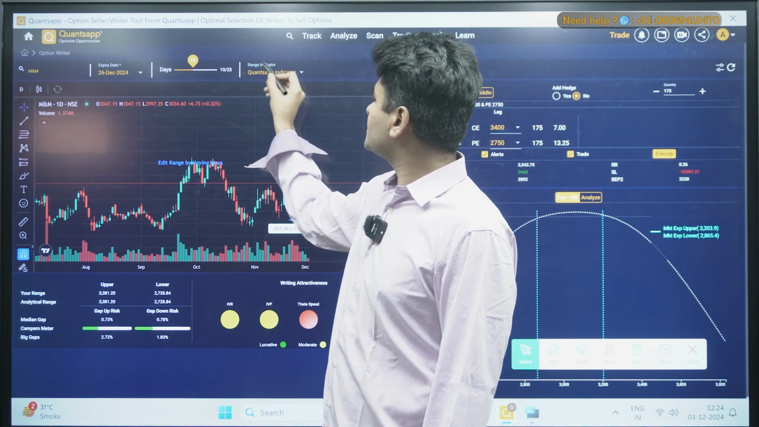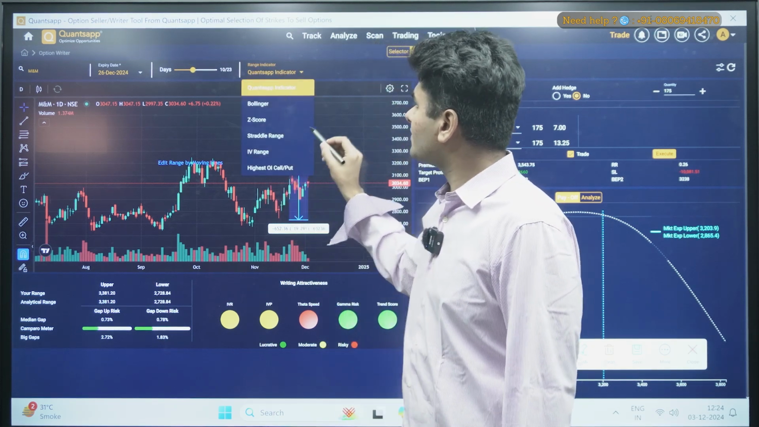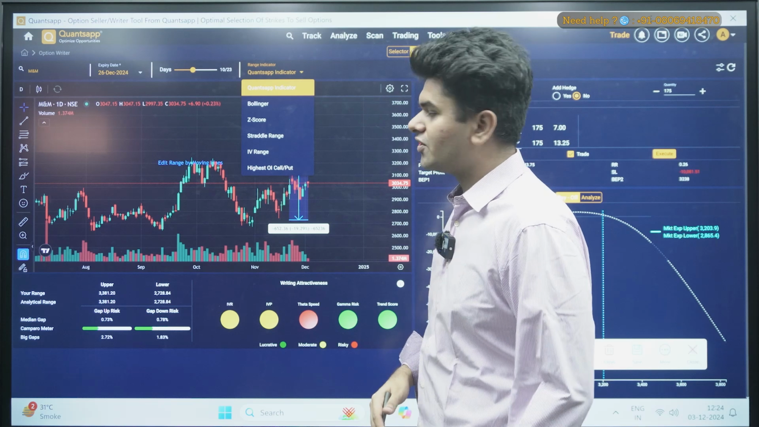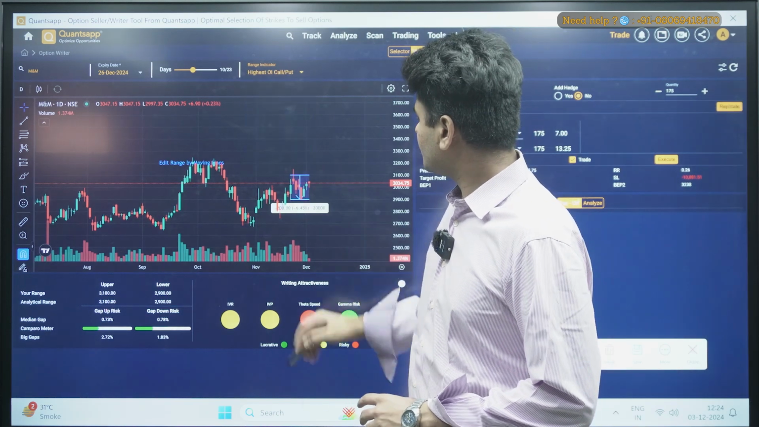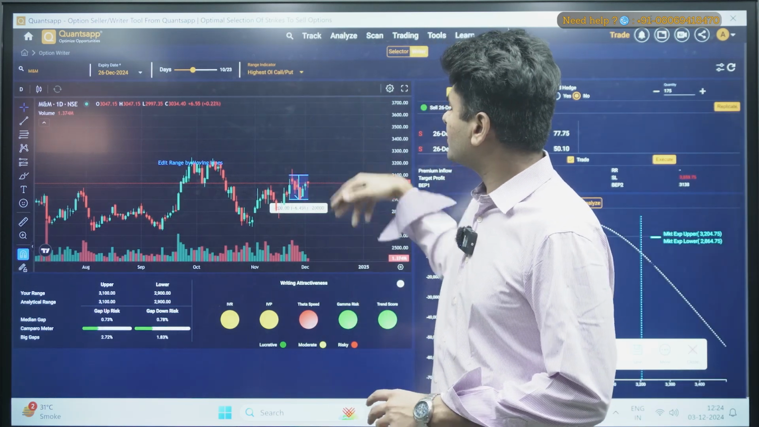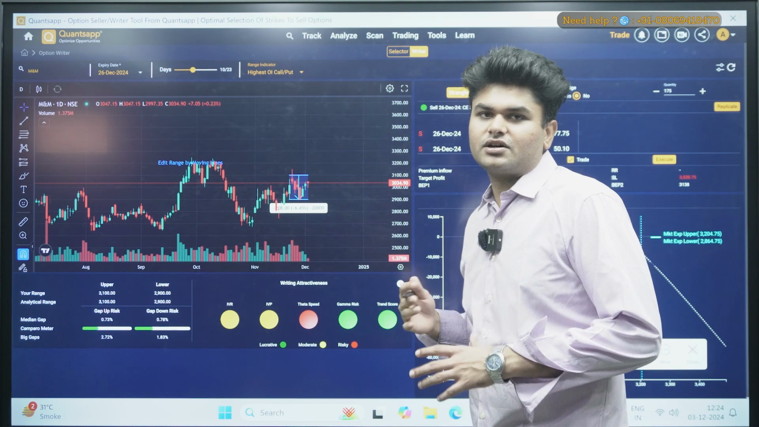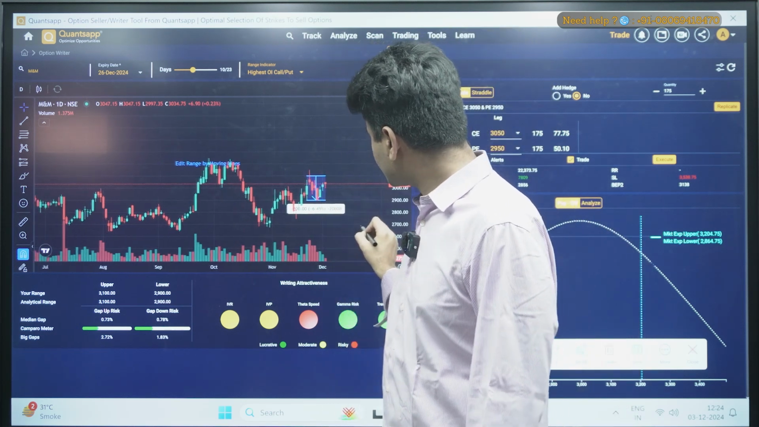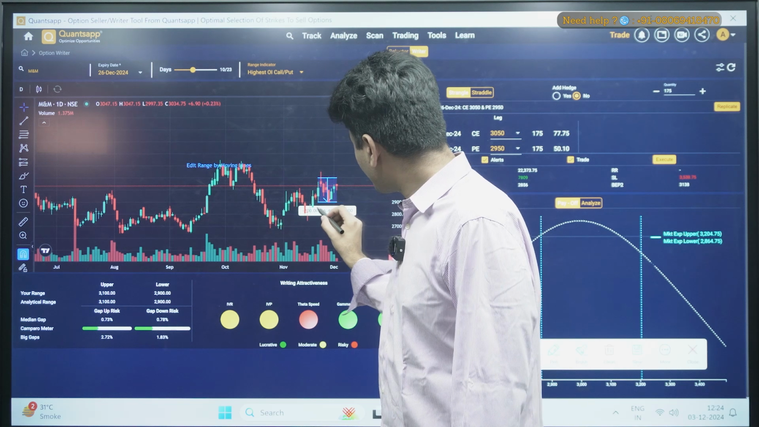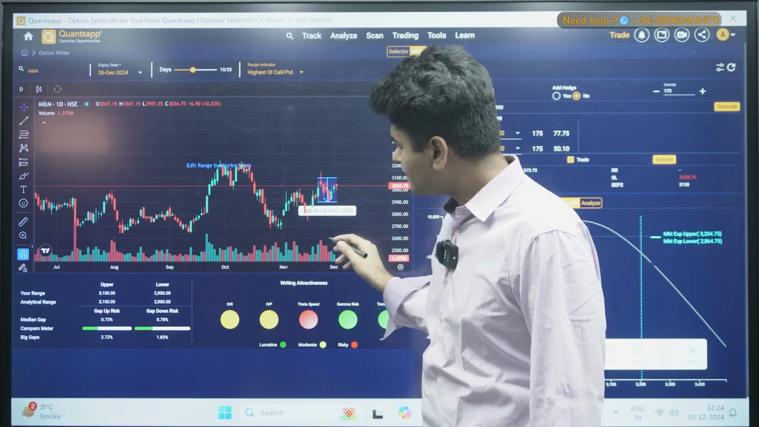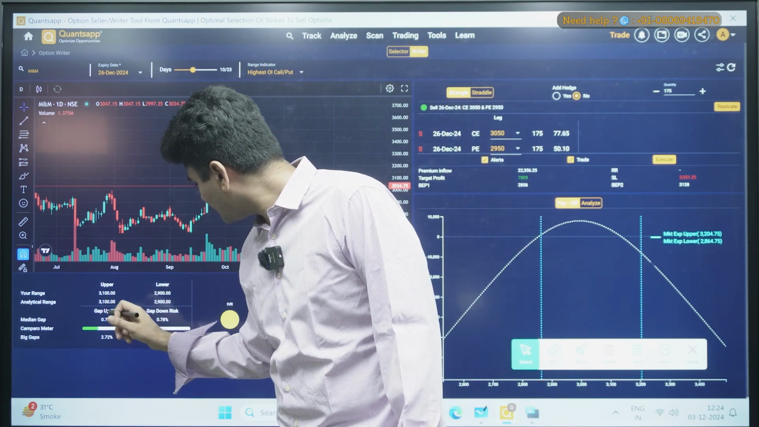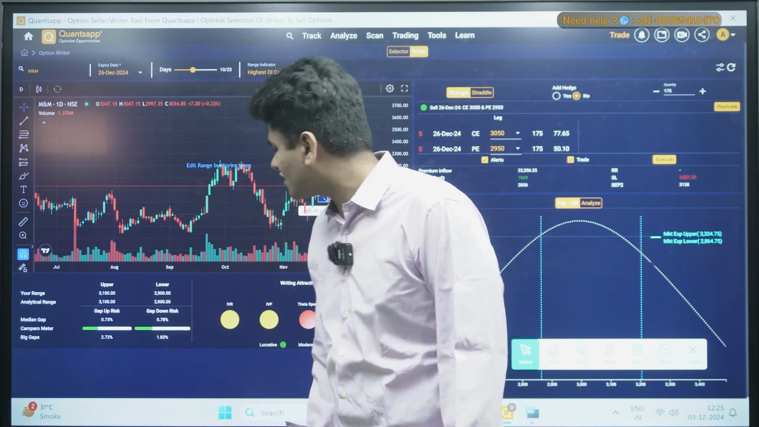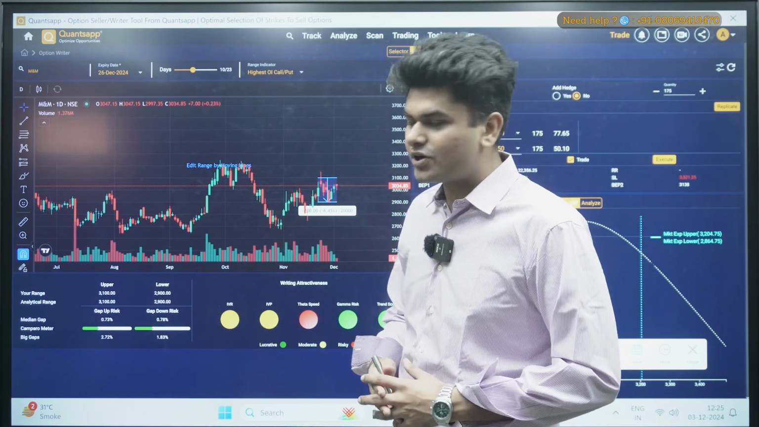Now we are having the range indicators: a Quantsapp indicator is there, Bollinger's is there, Z score, straddle range, IV, and highest call and put OI. So simply you can select any one of it, and on the basis of that you can select a particular range identifier. Now your range is identified. As you can see, we are seeing around 200 points range. The range is starting from around 2900 and the highest we are seeing is 3100. So that is a 200 point range.